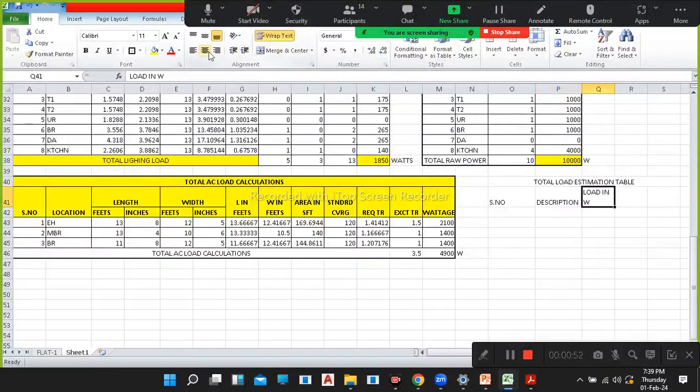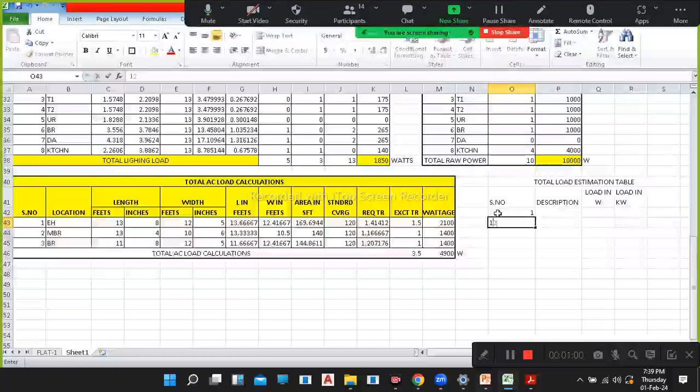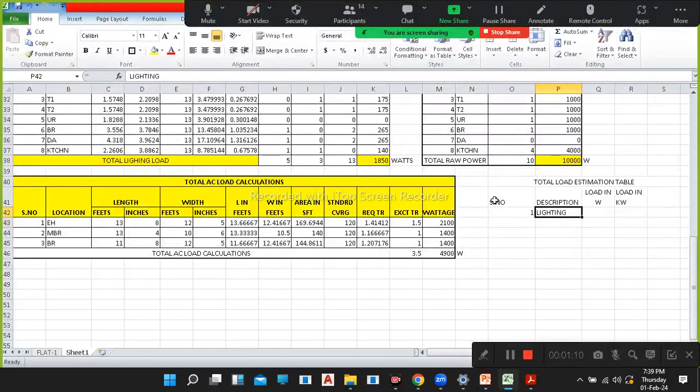So next is load in watts, load in kilowatts. When you're writing the things here, don't specify the values manually. It should be like a reference. First is lighting, I'll write as in lights load, because lights we had done separately. Next is lighting load.